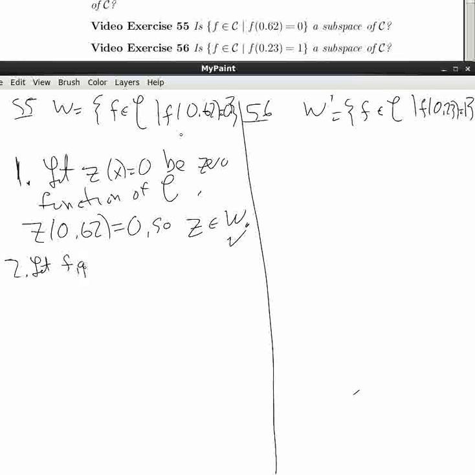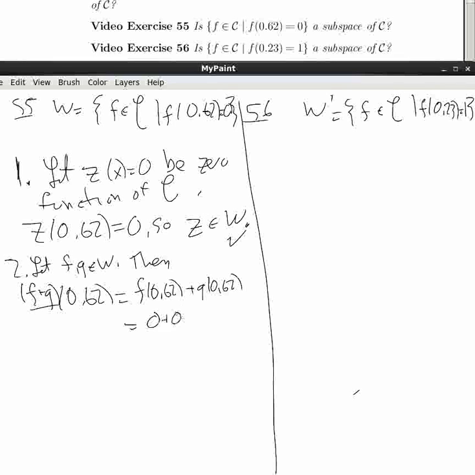Let f and g belong to W. I'm going to show that their sum is also in there. Why don't I take their sum? Well, is it in W? The only way to tell is to plug it in. I need to plug in 0.62 into there. And when I do that, what does this mean? The sum of two functions just means the sum of these two functions. These two are in W, which means that they have the property that when you plug in 0.62, you get 0. So what I know is f plus g belongs to W.